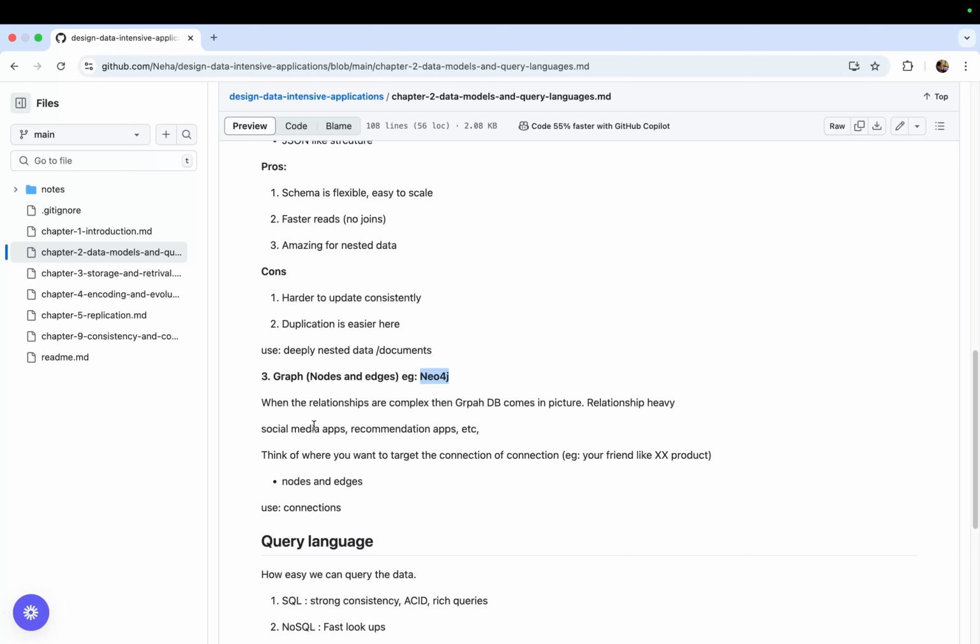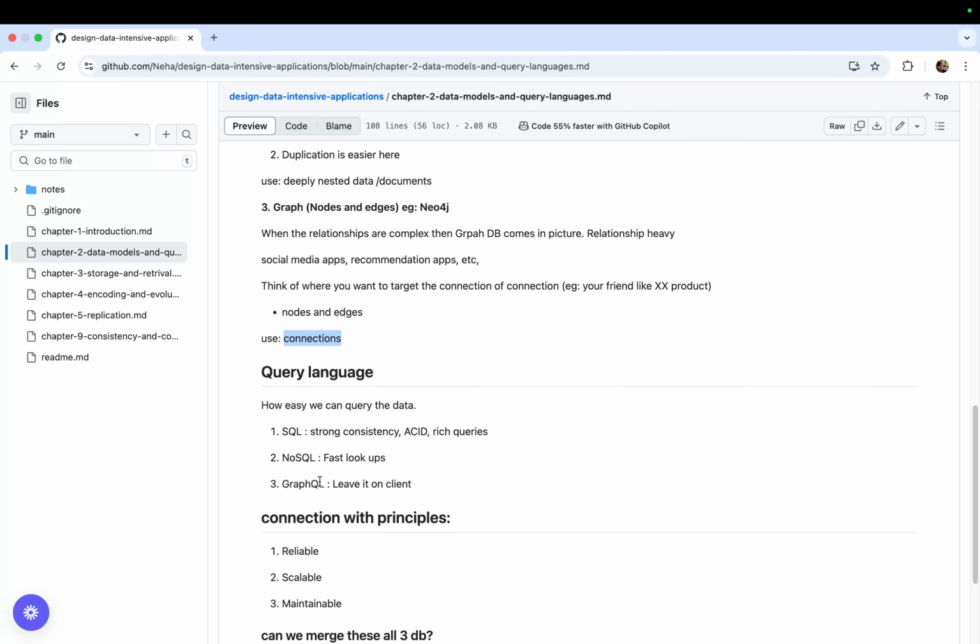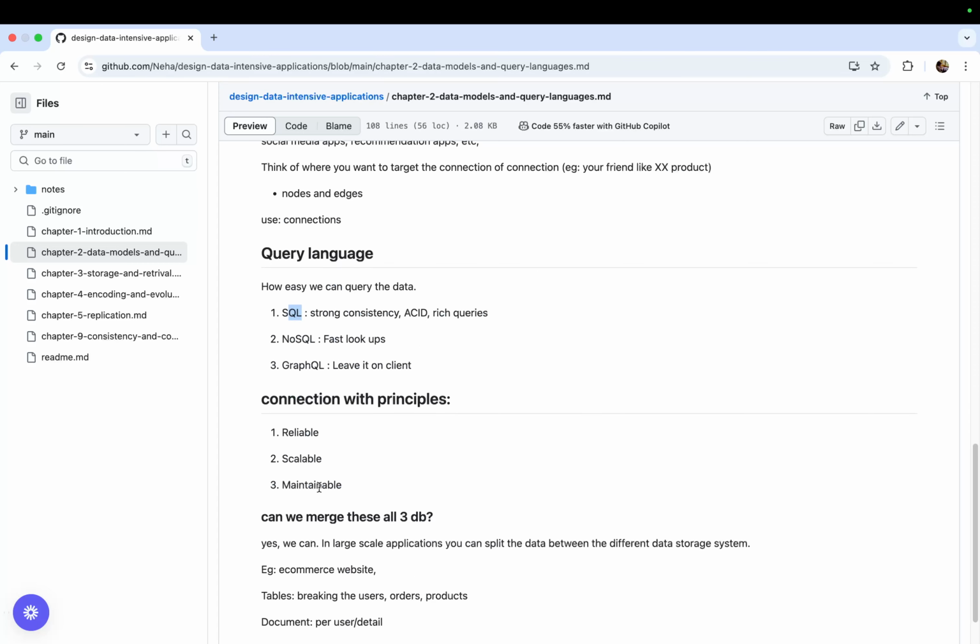So use it where you need to target the connections. So very straightforward use case of graph model. Wherever you need to target the connections, you are gonna use the graph one. Basically relationships, connections, recommendation systems, apps work on this. Okay, we already discussed the query languages like SQL, NoSQL and GraphQL, so I will leave it here.